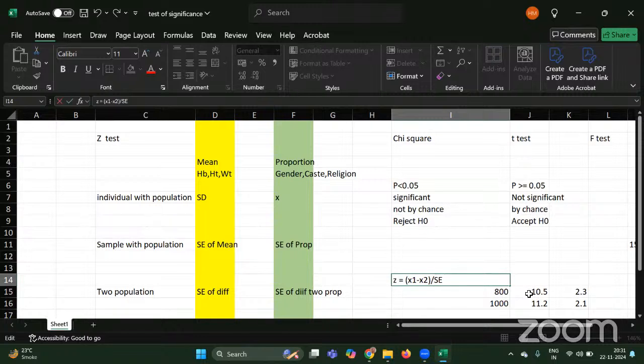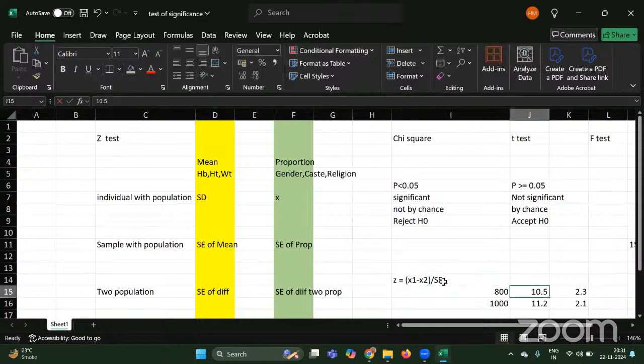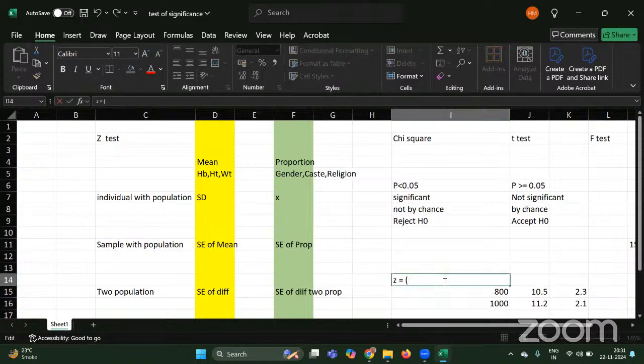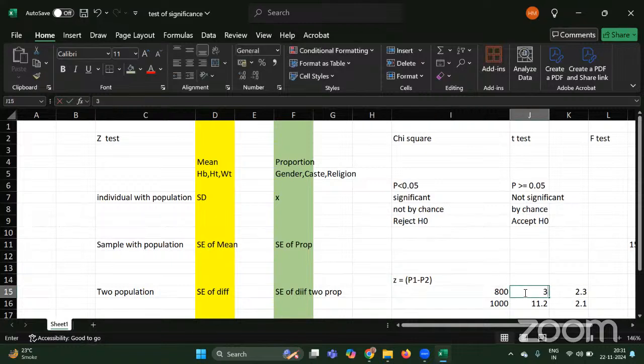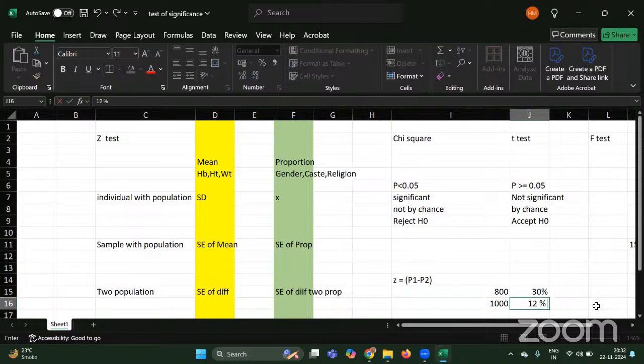Similarly, when we want to talk about proportions, at that time we compare two proportions in terms of the standard error of the difference between two proportions. Here it will be a percentage. Here 30% of people are taking medicine for one or other ailment, while in this case, 12% of people are taking medication for one or other ailments. Now, is this 18% difference significant or not?